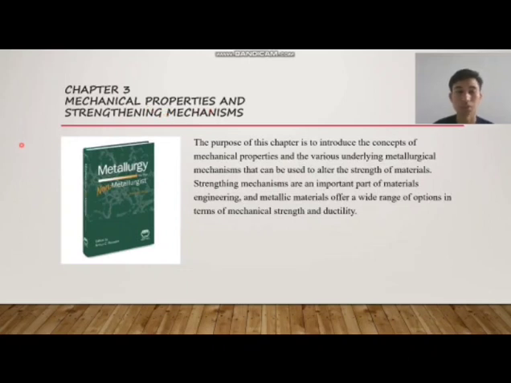The purpose of this chapter is to introduce the concept of mechanical properties and the various underlying metallurgical mechanisms that can be used to alter the strength of materials. Strengthening mechanisms are an important part of materials engineering, and metallic materials offer a wide range of options in terms of mechanical strength and ductility.